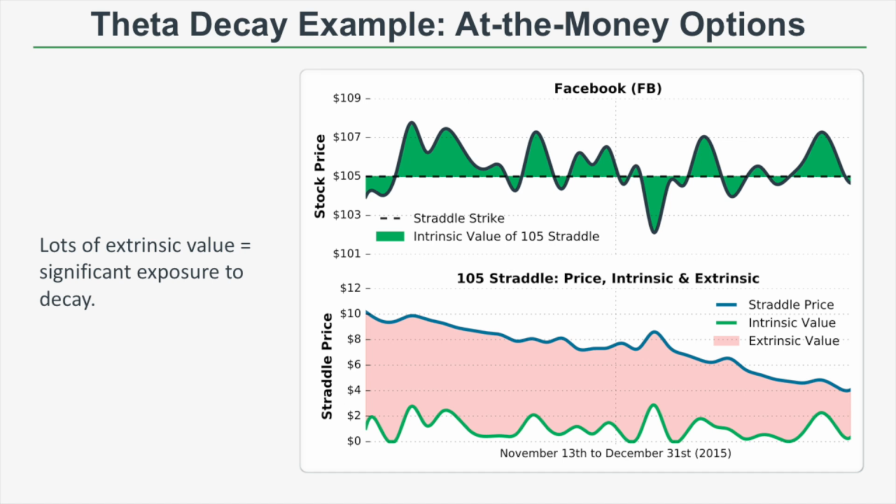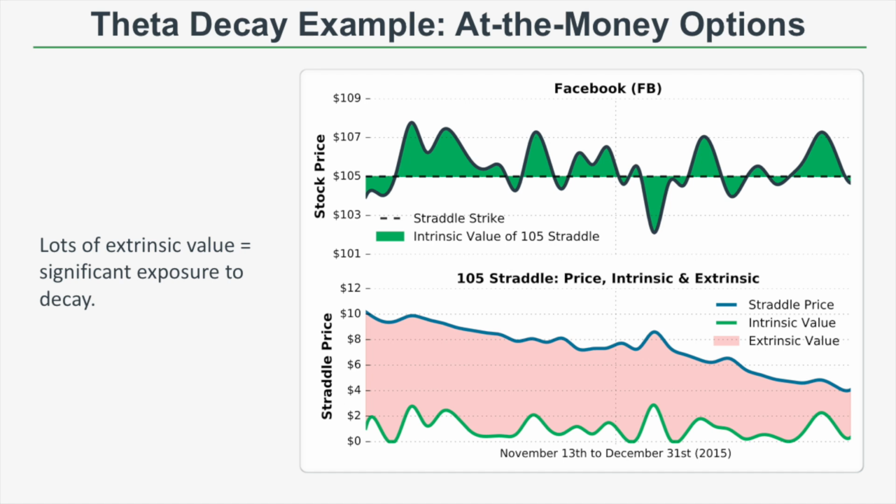Now if you look at the bottom half of the graph, you can see that most of the time, the straddle doesn't have that much intrinsic value at all. In fact, at the beginning of the period, the straddle price was $10, which means since most of that is extrinsic, this straddle had $10 to lose. Now as we can see, as time passes and the stock price remains at the strike price, the straddle's price decayed from $10 all the way down to $4.